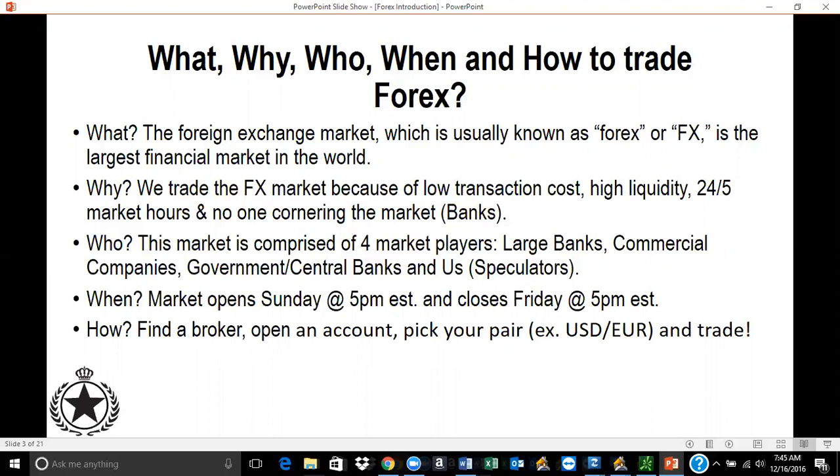Who? Large banks, commercial companies, government, central banks, and speculators. Large banks play a part in this role. They trade this market. They also use your money when you go from Atlanta to Italy, for example, or United States to Italy, and you purchase that.